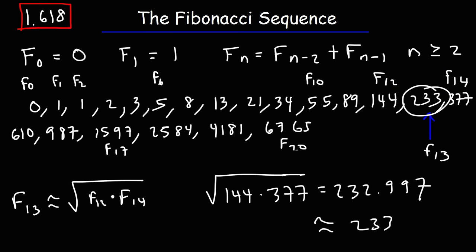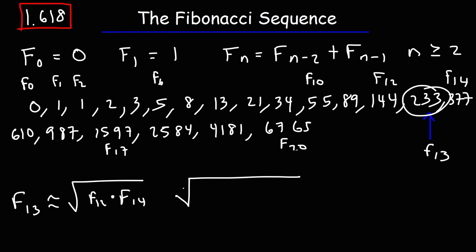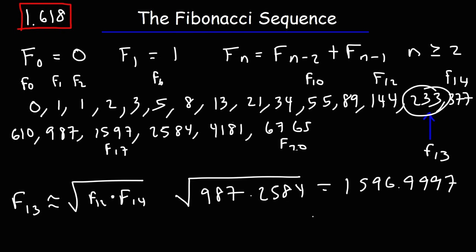You could try that with another number. For instance, if you take the square root of, let's say, 987, multiply it by the square root of 2584, you'll get 1596.9997, which is approximately 1597.